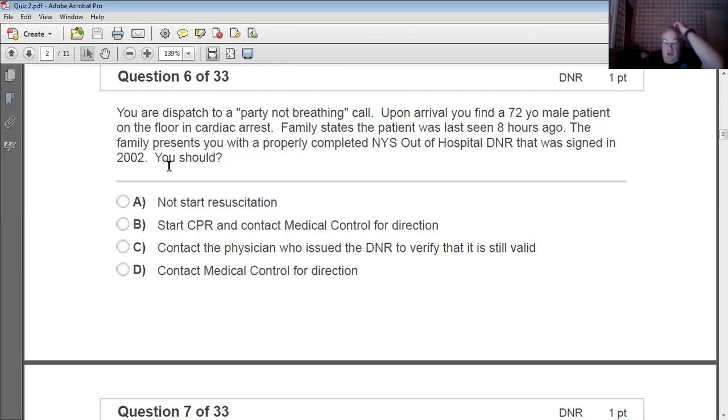What should you do? So if you remember, I said that any of these advanced directives never expire. They do have on them that they're supposed to be updated every 90 days, but it does say that even if they were not updated, they're still valid. So as long as the person who issued them doesn't rescind them, doesn't say they're not valid, they're still valid. So an expiration date doesn't count. So the answer here would be A, not to start resuscitation, okay?